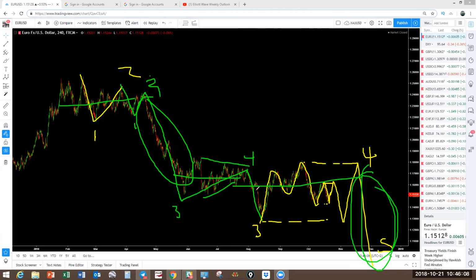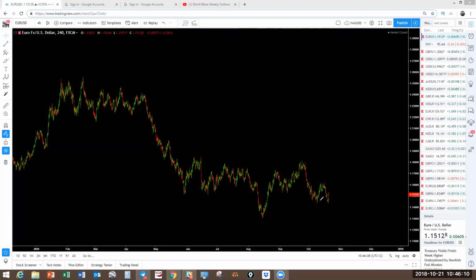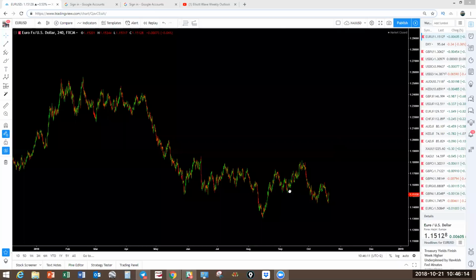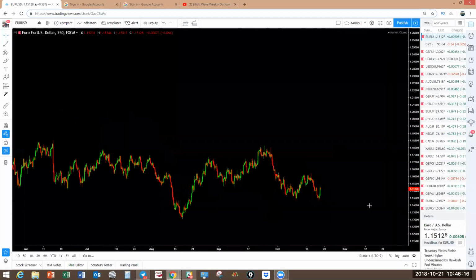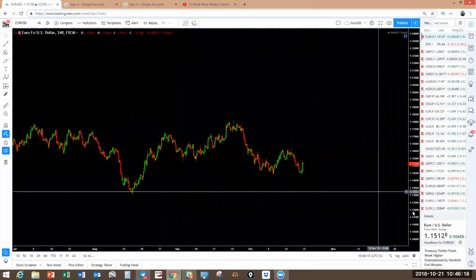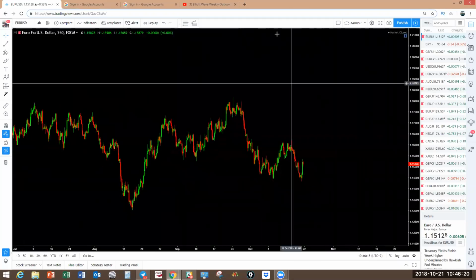So a lot of people have been losing money because the market is not really going anywhere. Okay, so you need to know when to stay out of the market and when to be in the market when the market is not trending. Okay, so let's have a look here. So we've got this bit of a bounce here.